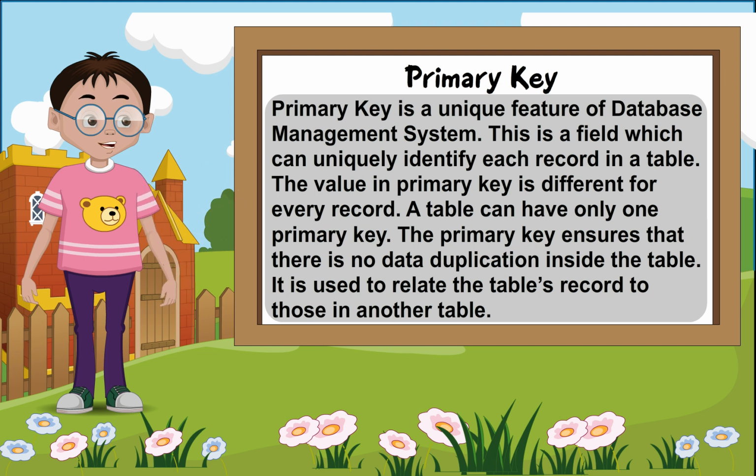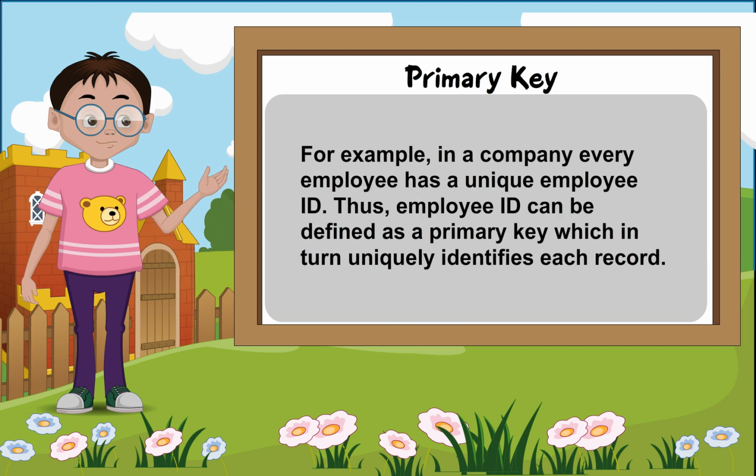The value in primary key is different for every record. A table can have only one primary key. The primary key ensures that there is no data duplication inside the table. It is used to relate the table's record to those in another table. For example, in a company, every employee has a unique employee ID. Thus, employee ID can be defined as a primary key which in turn uniquely identifies each record.